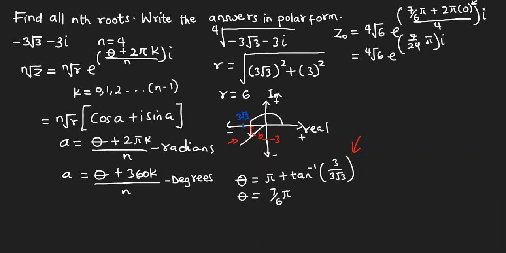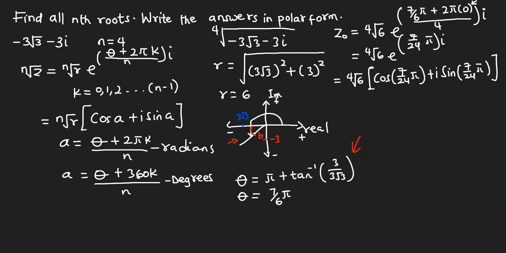Then let's bring our i. So writing this in polar form, we are going to have the fourth root of 6 multiplying cosine of 7 over 24 pi plus i sine of 7 over 24 pi. Okay, so this will be the first root. So we have 3 more to find.